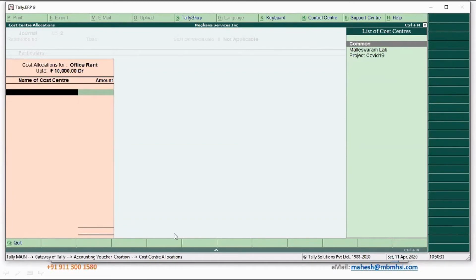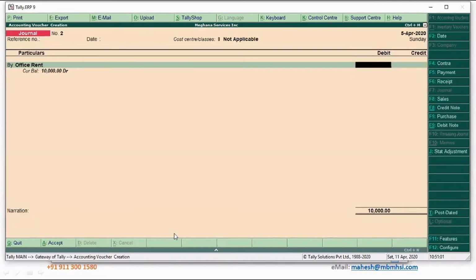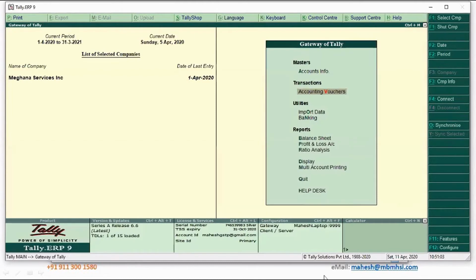Generally this is based on the floor area that is occupied. If you have a standard floor area defined, for example, the COVID project is occupying 40% of the space, Malleshwaram lab is occupying 30% of the space, common areas 20% of the space. If you have that standard definition, before making the entry, you could just go to F11 features.